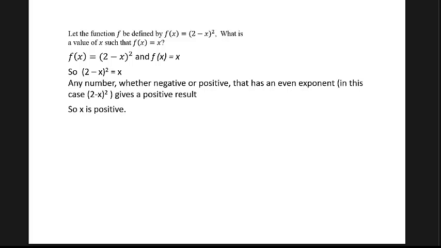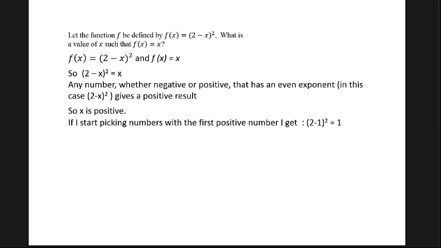Now here's where I can continue working forward in a more formal sort of way, and we're going to do that together in just a second. But if I pick numbers and I plug them into the equation, I might get to an answer much quicker, because if it has to be positive and I go with the very first positive number and I plug it in here, (2 minus 1) squared would be 1 squared, which does in fact equal x. So one of the possible solutions to this problem is 1.